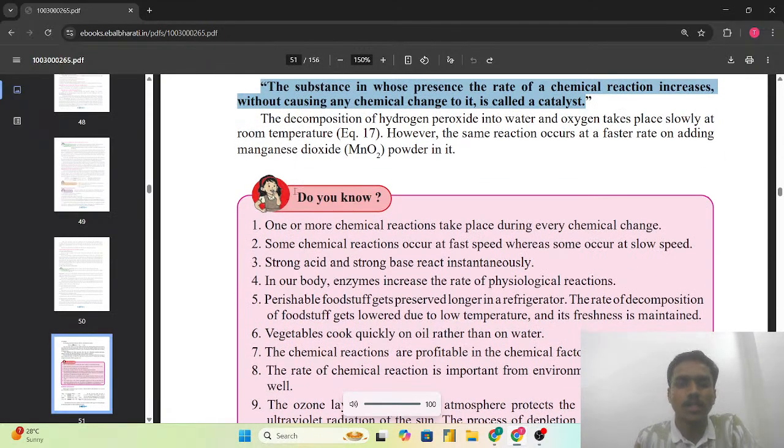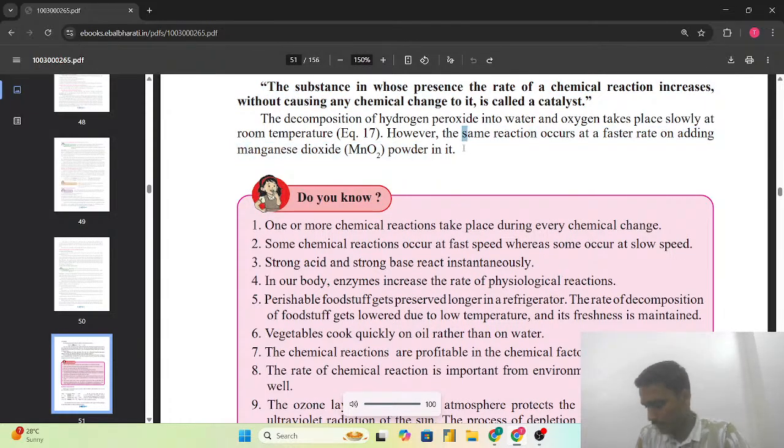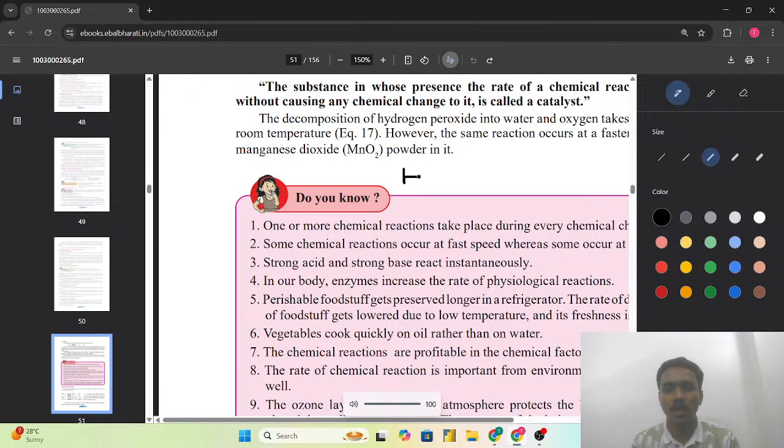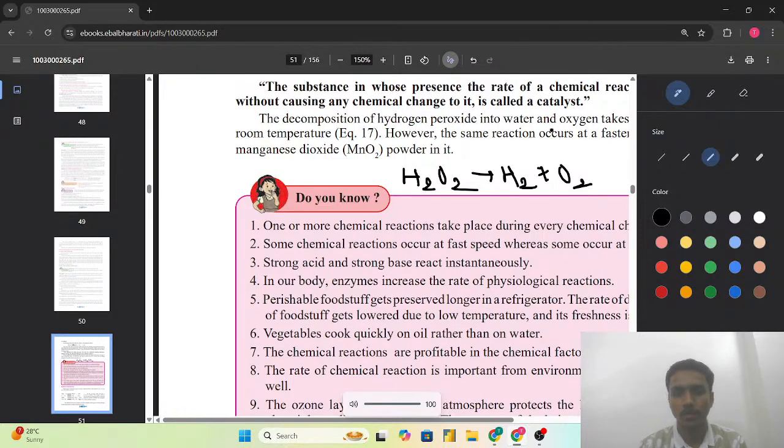It may ask: the decomposition of hydrogen peroxide into water and oxygen takes place slowly at room temperature. However, the same reaction occurs at a faster rate on adding manganese dioxide MnO2 powder to it. So, we have also studied the decomposition of hydrogen peroxide, that is H2O2. H2O2 at room temperature decomposes to form H2 and O2. This reaction happens at a slow pace if we perform it at room temperature.